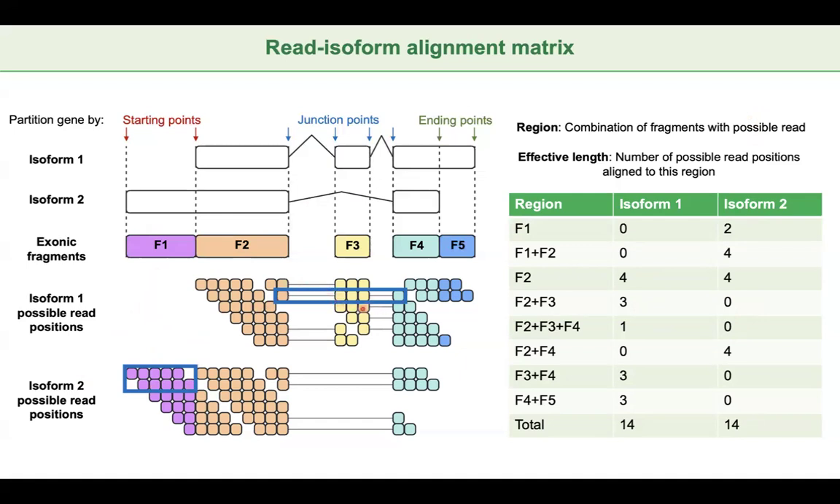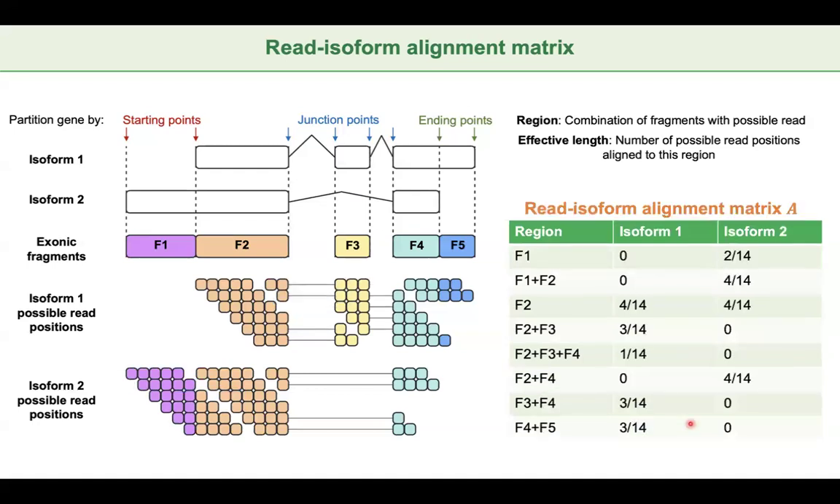And there's a special read position that belongs to a combination of 3 fragments, F2, F3, and F4 in isoform 1, and there is no such read position for isoform 2. Here we also calculate the total effective length. And at the end, we normalize the sum of the effective lengths to 1 for each isoform, that is, for each column. This matrix is built by aligning pseudo-reads to isoforms, so we call it the read isoform alignment matrix. And we will use this matrix in the linear model.